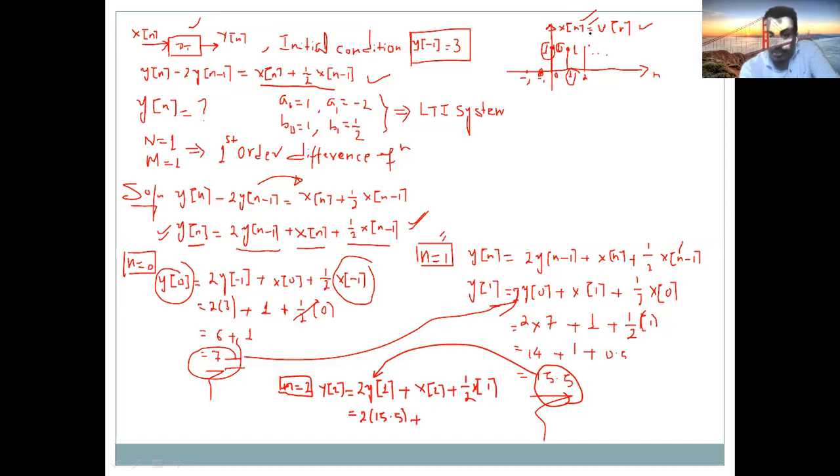So check your input, given impulse response. For all positive values of n, impulse is 1. So x of 2 is 1, plus half times, what is x of 1? x of 1 is also 1. So how much is this? This is 31 plus 1 plus 0.5, we get 32.5. This is the output when time becomes 2. So like this, you can calculate any output values at any time you want, but it is time consuming.